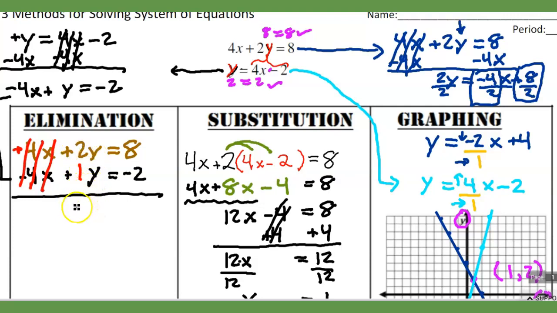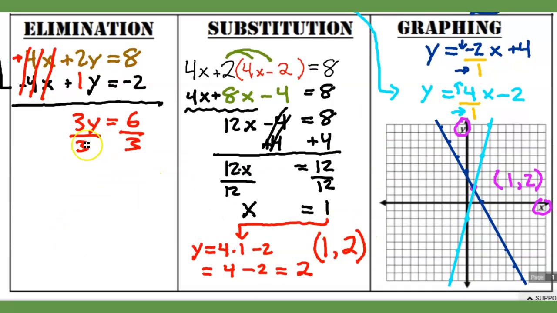2y plus 1y is 3y. One variable. 8 minus 2. And no surprise here, y equals 2, just like we got here. Should get the same answer. It's the same exact question, so just answered a different way should have the same answer.